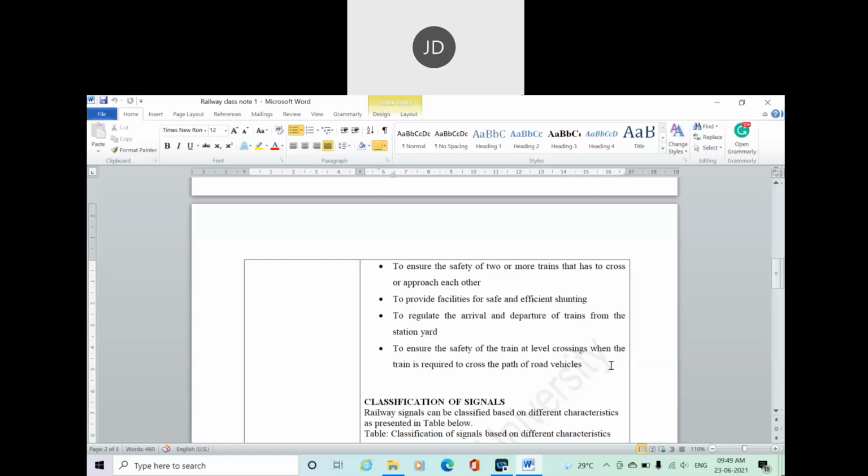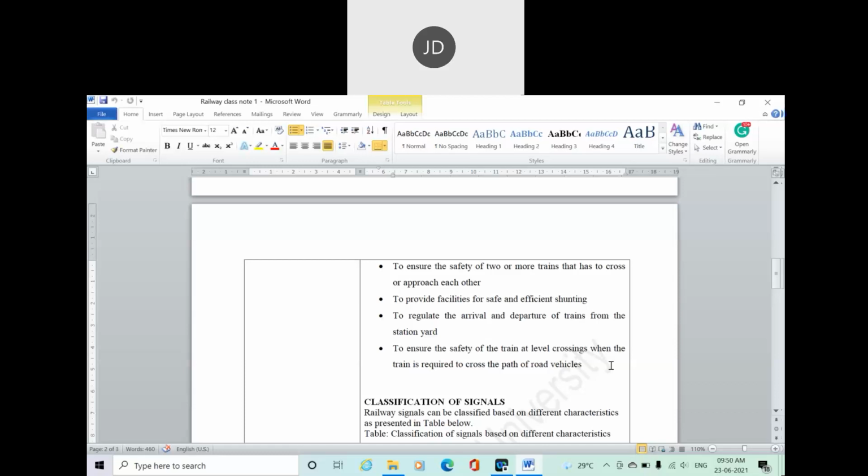Signaling includes operation and interlocking of signals, points, block instruments, and other allied equipment in a predetermined manner for safe and efficient running of trains. That means the overall concept of signaling includes different components, like interlocking of signals, points or switches we already discussed, crossings, and block instruments like the switch motor or switch box. They are pre-decided and designed before running the train, over a railway track, to regulate the train movement.